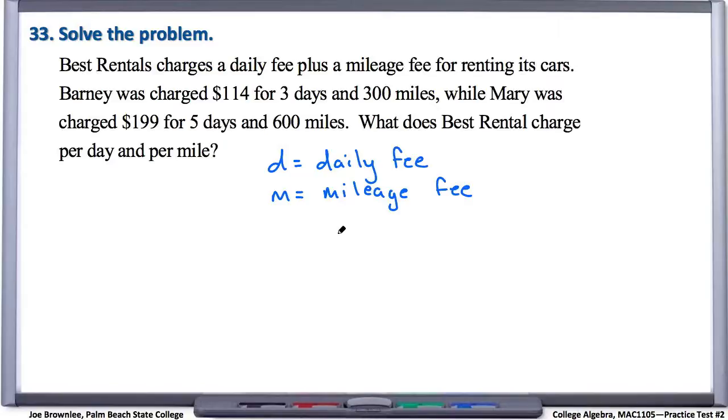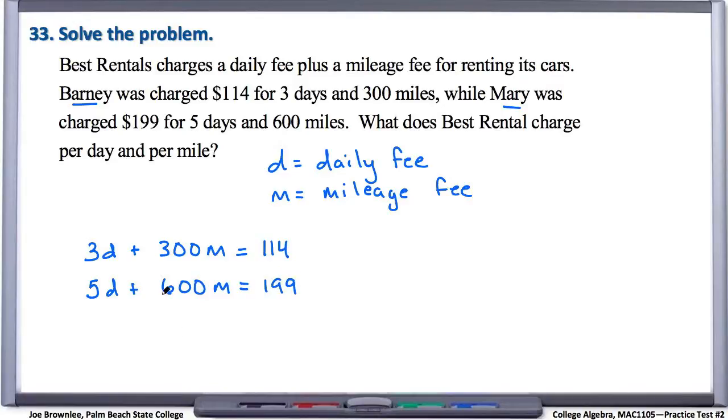And again, we're going to come up with a system of equations. We'll let the first equation represent Barney's charges, and the second equation represent Mary's charges. Barney was charged $114 for 3 days and 300 miles. So 3D, remember D is our daily fee, plus 300M, for a total of $114. And Mary was charged $199 for 5 days and 600 miles. So 5D plus 600M for a total of $199. And so there is the system that we're going to solve.